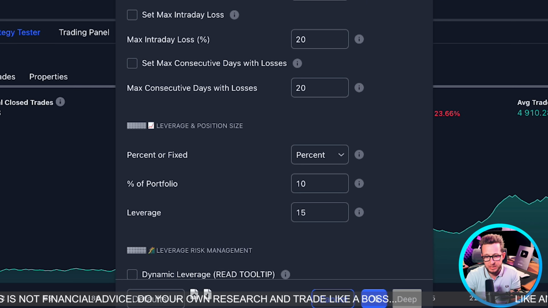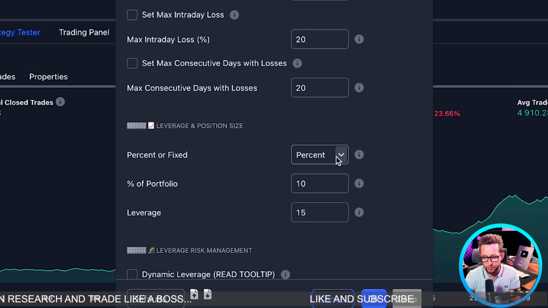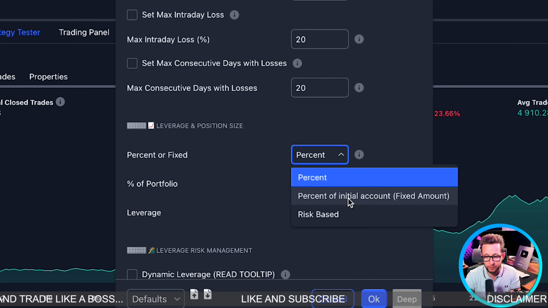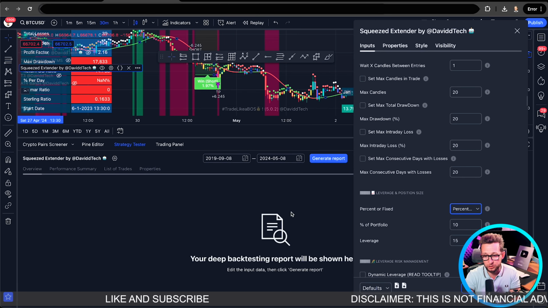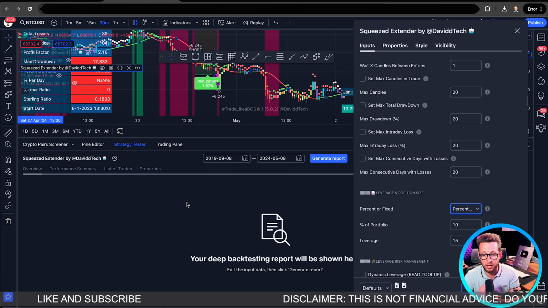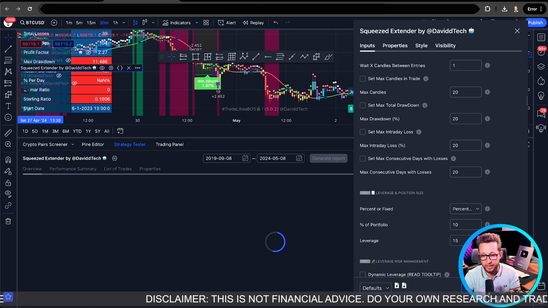One last thing I'm going to do is take off compounding. We're using 10% of the portfolio and 15% leverage. Let's remove compounding very quickly so you can see what it would look like without compounding. This means that if you're using $100 of trading equity, you use $100 every single time. With compounding, obviously you add to your funds as your account grows.